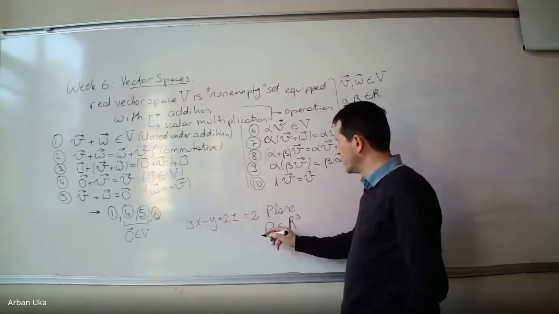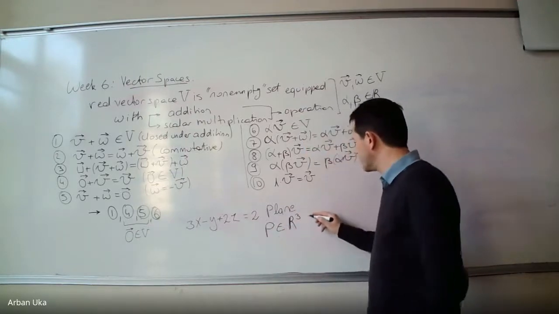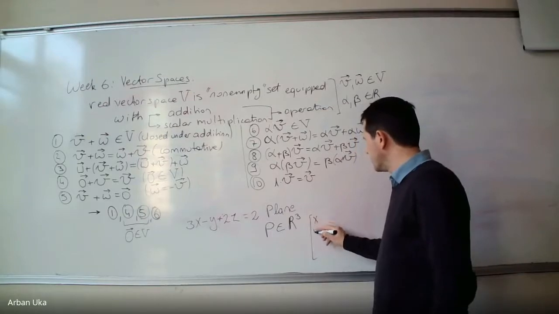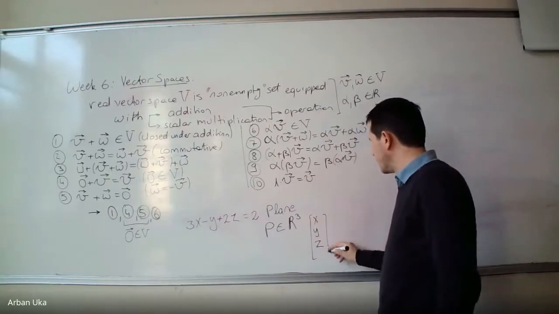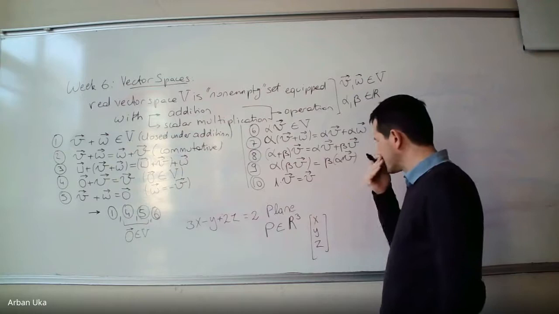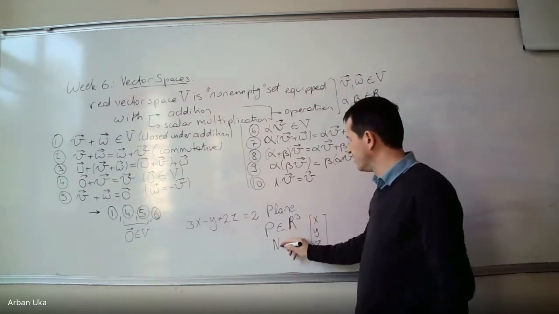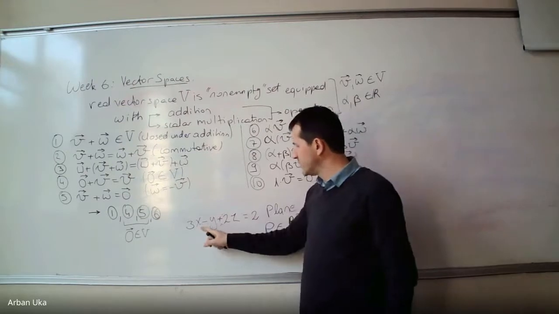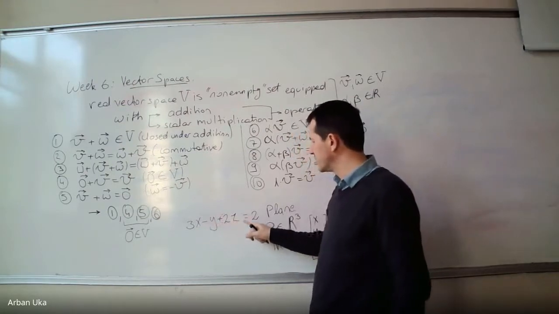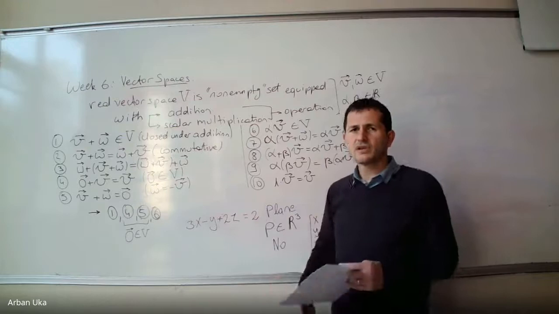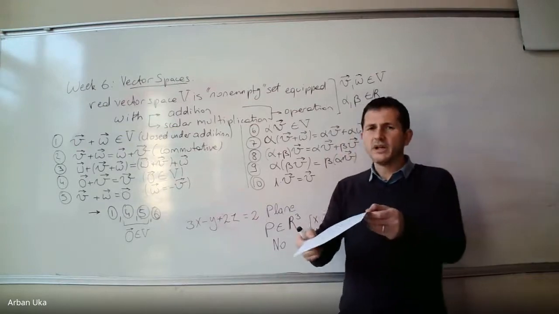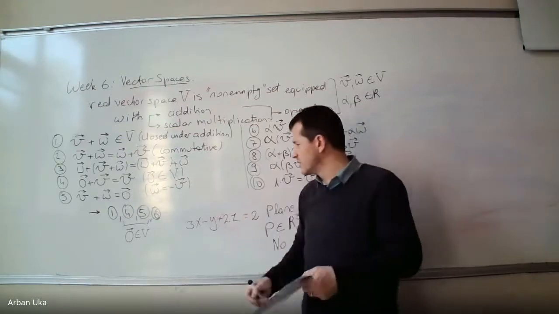Why R cubed? Because the vector that we're analyzing is x, y, and z. Okay, and we want to see whether the 0 satisfies this condition. You said no. Okay. Why? Because if you do 3 times 0 minus 0 plus 2 times 0, it is equal to 0, it's never equal to 2. So this is a plane, a good looking plane, but it's shifted from the (0, 0, 0) point.